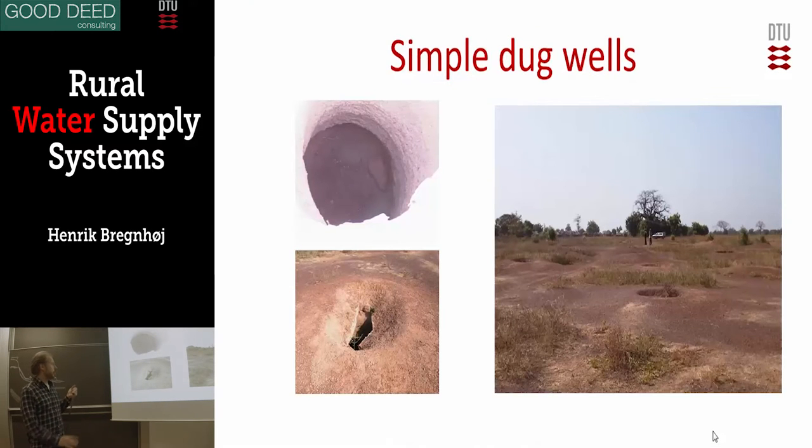And here is a picture from the same place again, northern Ghana. Here it's a simple dug well, just a hole in the ground, and from the top it looks a little different from many other places. Basically, it's just a hole in the ground. What would be the advantage of such a well?